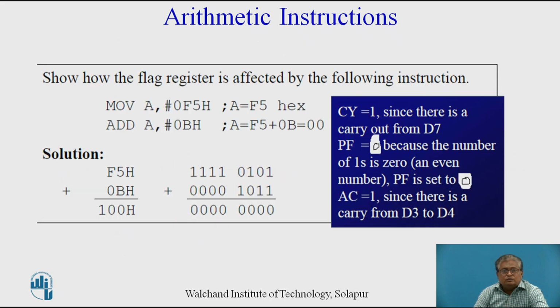So F5 plus 0B is equal to 00, and carry is generated. That's why carry is 1, since there is a carry out from bit D7. Parity flag will be 0 because the number of ones is 0, an even number. Auxiliary carry flag is 1 since there is a carry from D3 to D4 bit.